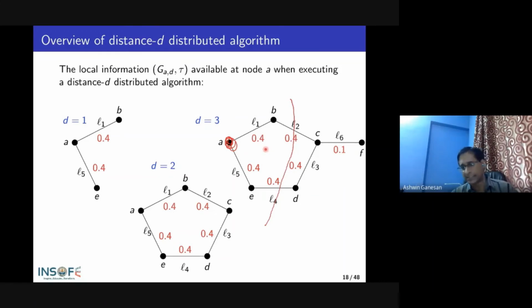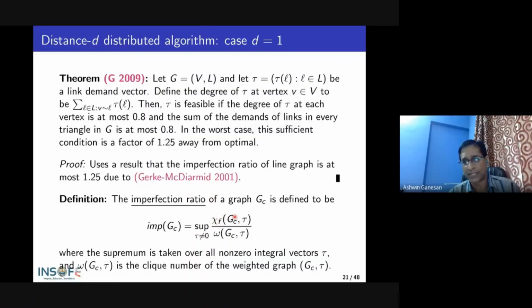so all the cliques are taken into account when you're computing this estimate of the fractional chromatic index. On the other hand, what you really want is the fractional chromatic index of the entire graph. And by only looking at all the cliques, you're basically missing out on the odd cycles. So it turns out that the imperfection ratio is determined by the odd cycles, and I'll get to that soon, but you can basically show that the bottleneck in the performance of these distributed algorithms is the odd cycles.